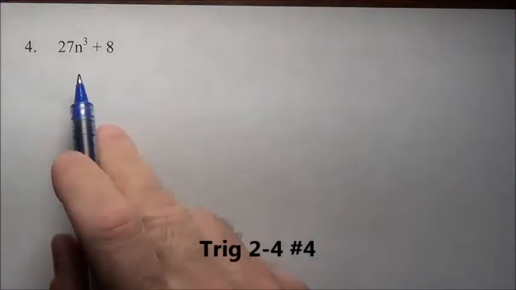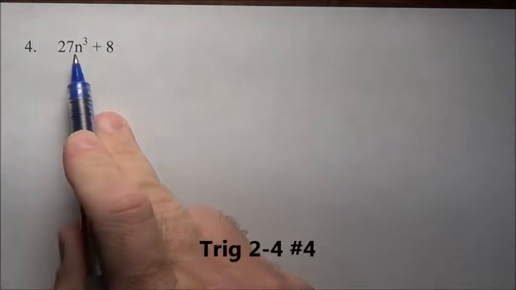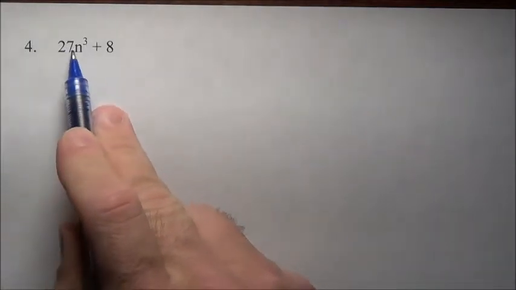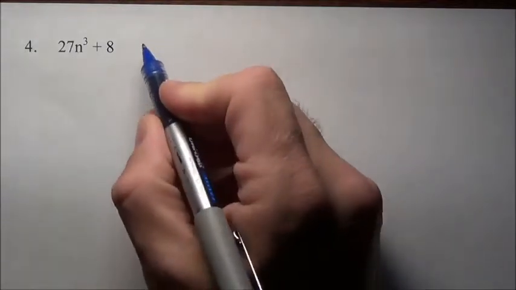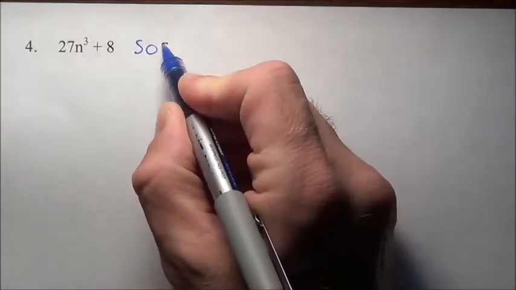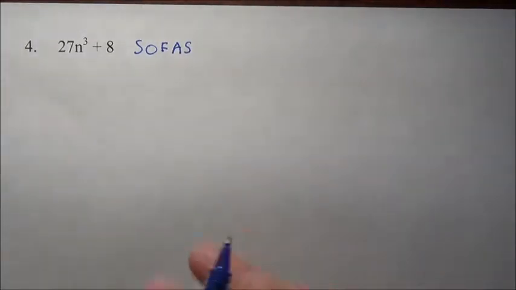Alright, we want to factor this, and we can notice it is a perfect cube. 27 is a perfect cube, n cubed is a perfect cube, and 8 is a perfect cube. So when we want to factor this, we're going to use that idea, as I preached to you, of SOFAS whenever we deal with a cubic polynomial.